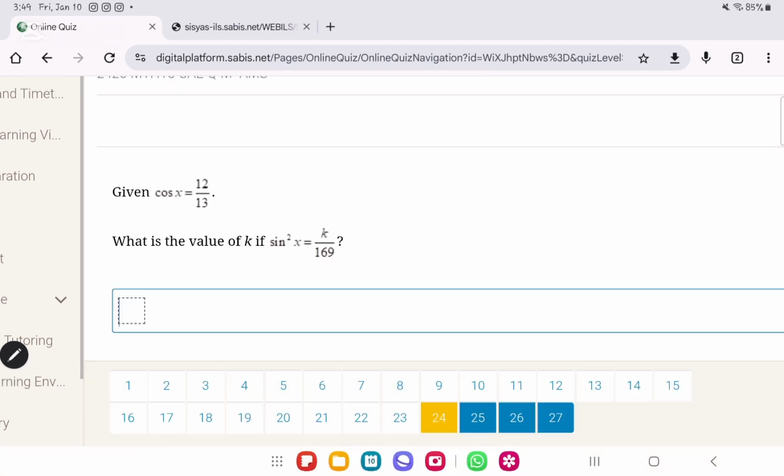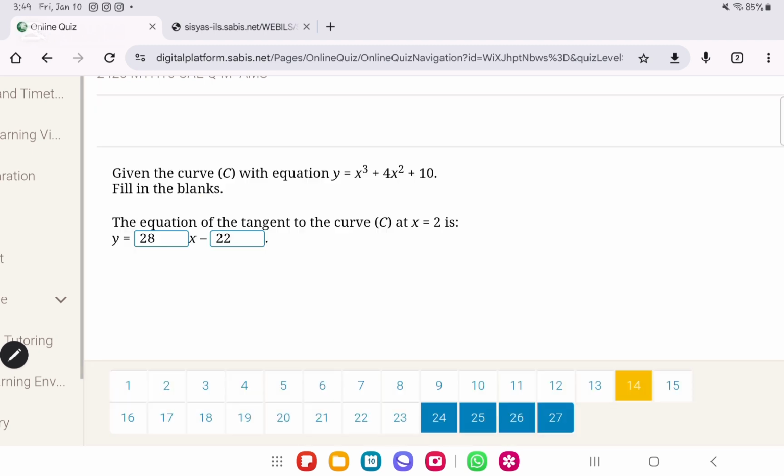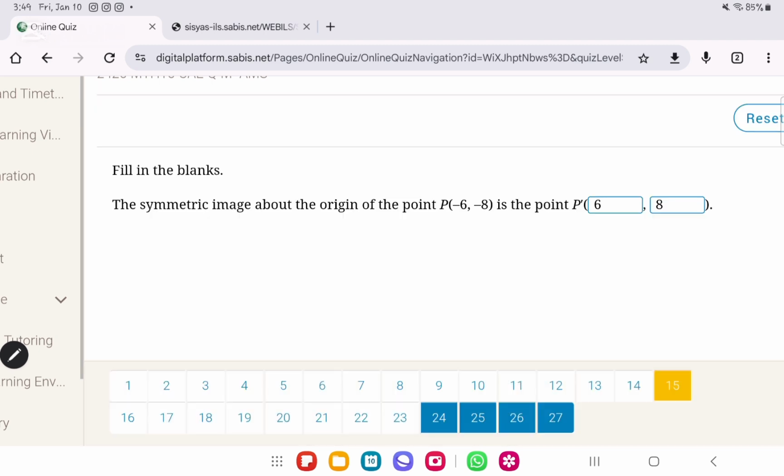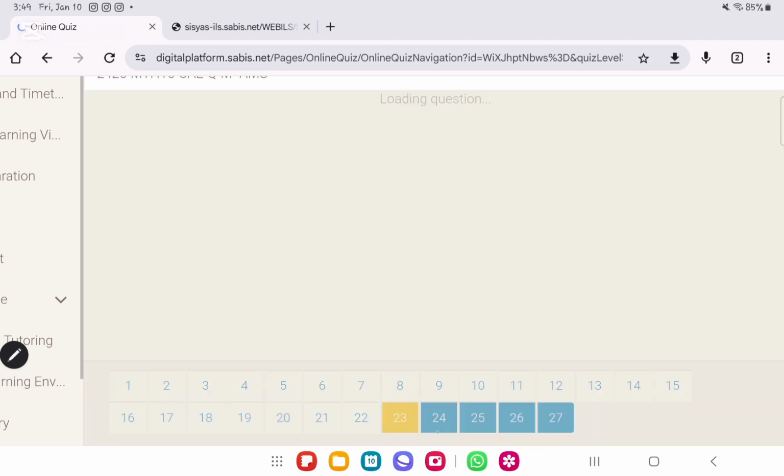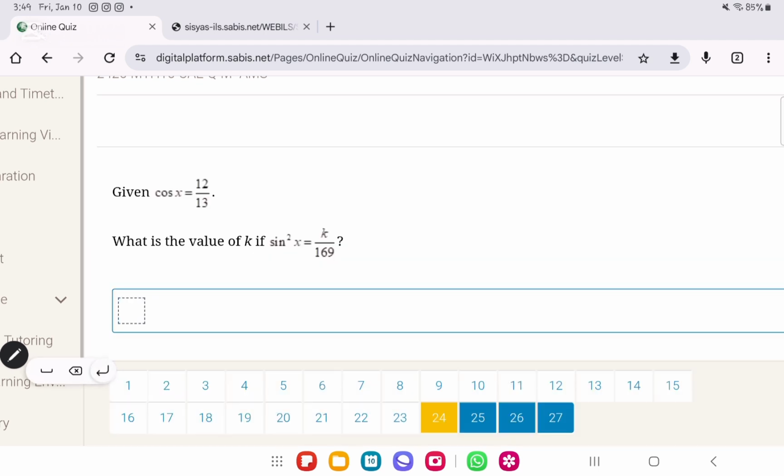Moving on to question number 24. I believe we've done something like this, no? I think it was question 14 or 15. Let me just check, because I remember doing something like this. Yeah, we did it over here. We are given cosine x is 12 over 13. We need to find the value of sine squared x. And here, this is the exact same thing.